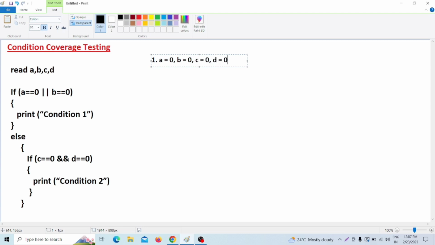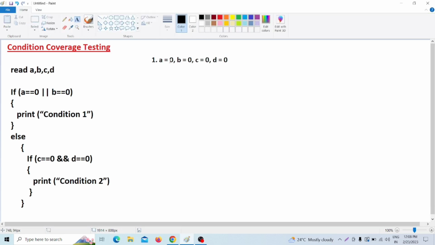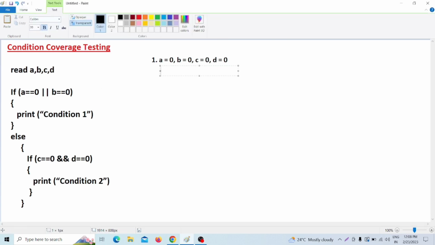So this is my first condition, where A equals 0, B equals 0, C equals 0, and D equals 0. Now I am putting this value. So A equals 0, so here 0 equals 0. The first step is that 0 equals 0, which means this is true, right? So the condition is true.